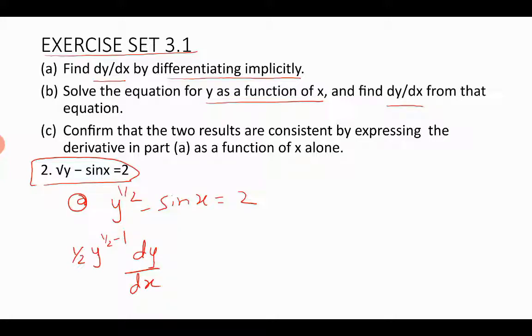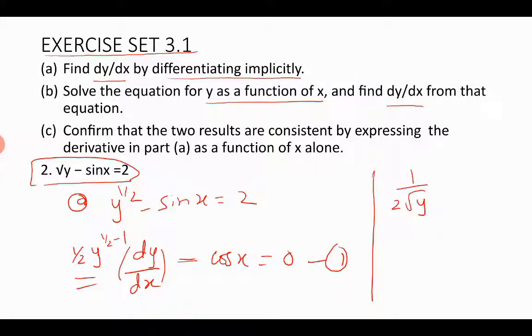Whenever we differentiate y, apply the differentiation rule for this one, the power rule, and then differentiate y with respect to x. Next, sin x is just a function of x alone, so differentiate it with respect to x. When you differentiate sine, you will get cosine x. On the right hand side it is 0. Now simplify this equation number 1 and get the value of dy by dx, isn't it? So when you write the first term, it will be 1 over 2 into root y, and then dy by dx.